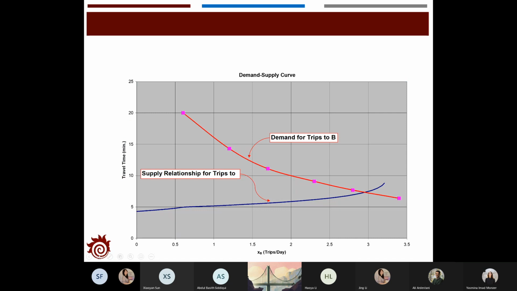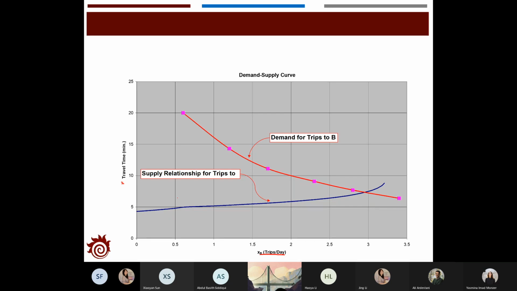Pick up these two columns. You can then draw the relationship between the travel time and the number of the trips in the demand function in the figure with the demand functions.